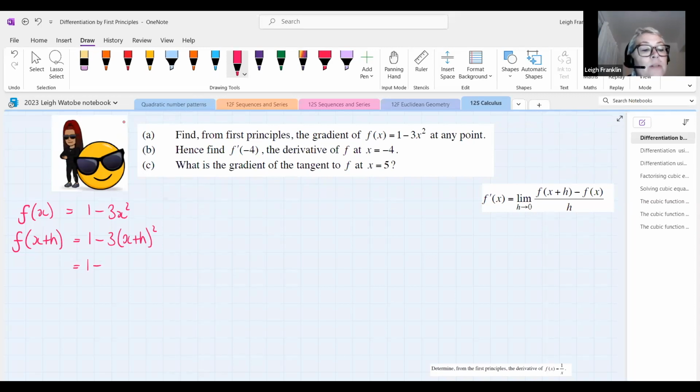So this means that we would end up with our binomial here. That would be x squared plus 2xh plus h squared. And then when we remove our brackets, we would end up with 1 minus 3x squared minus 6xh minus 3h squared. Now we are going to sub into this formula.